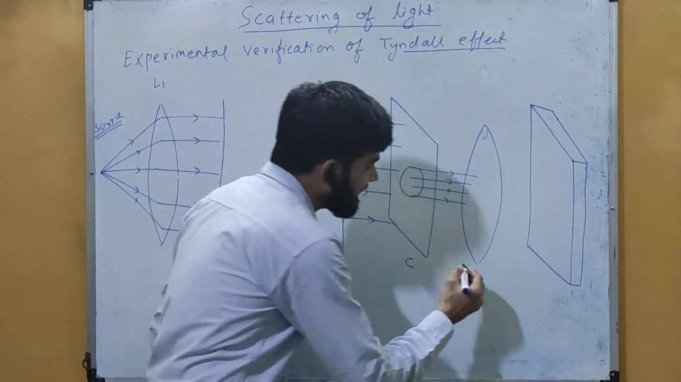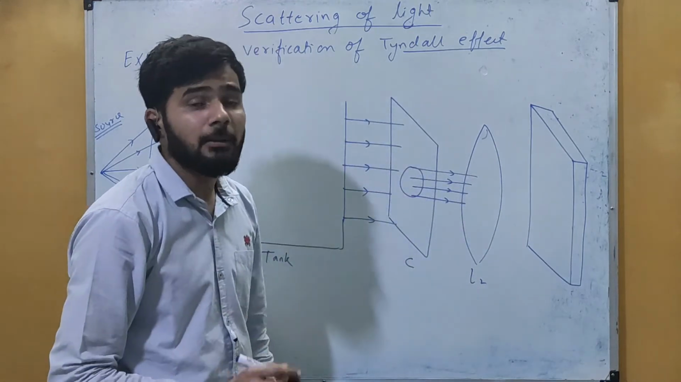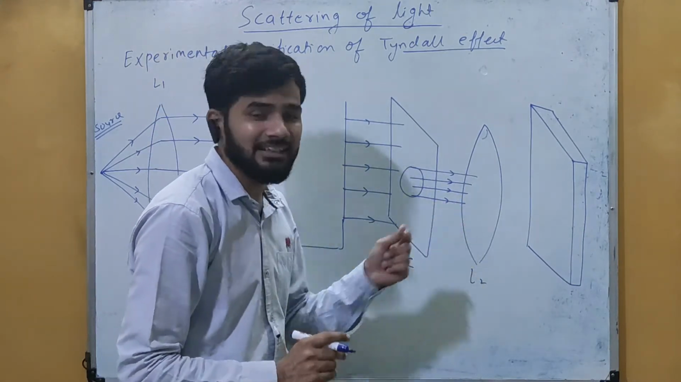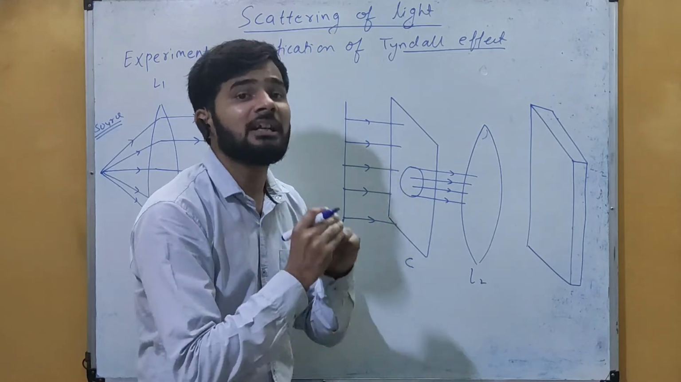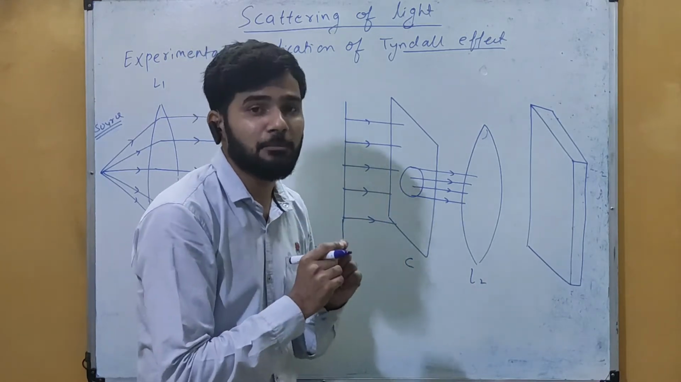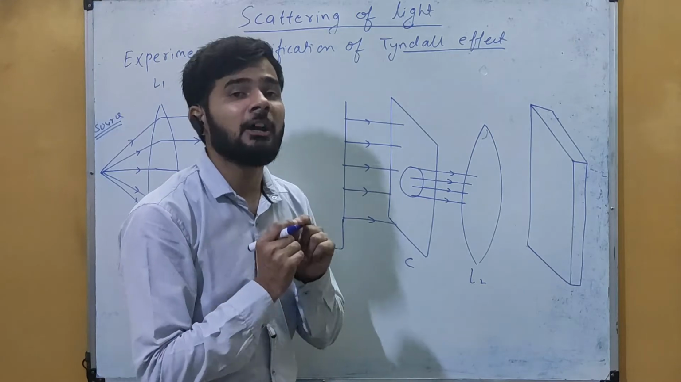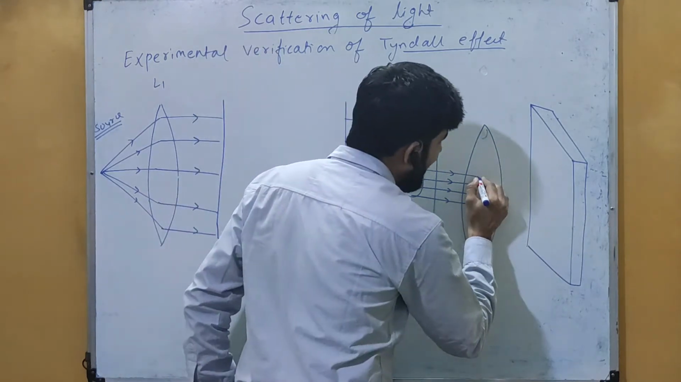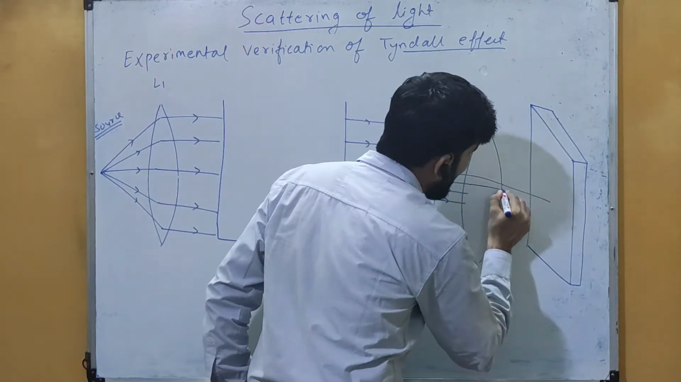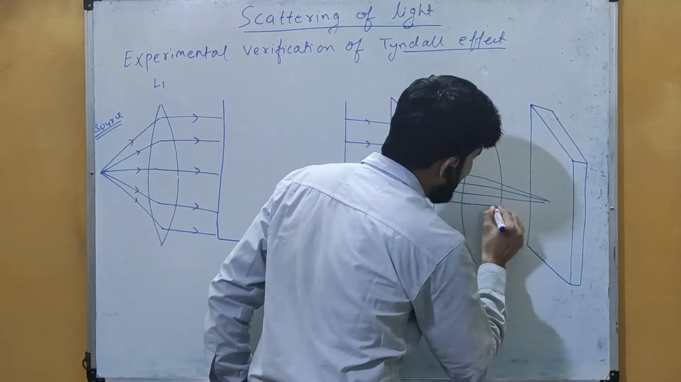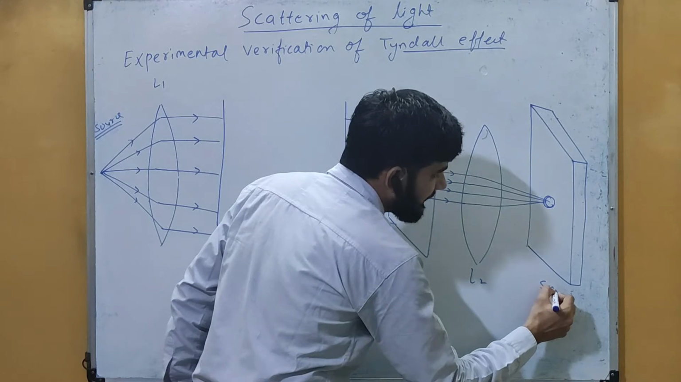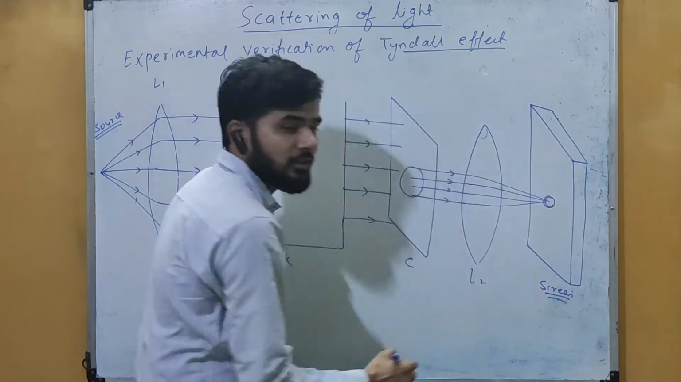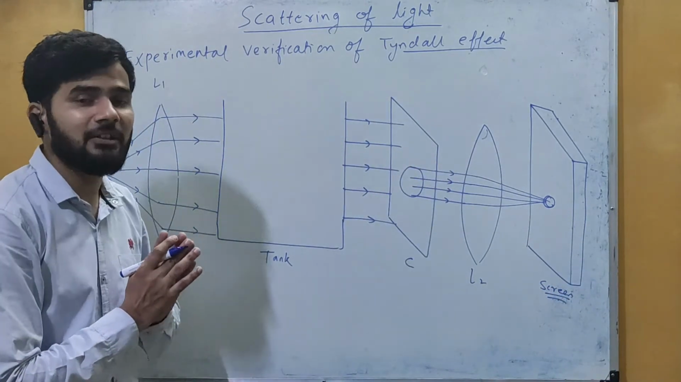Now here we have another lens L2. If light rays fall parallel on a lens, then after refraction they all meet at a point, and that will be its principal focus. So here we again have a cardboard, and on that cardboard these light rays will meet and we will get the image of this hole on this screen. So this is the arrangement we have.